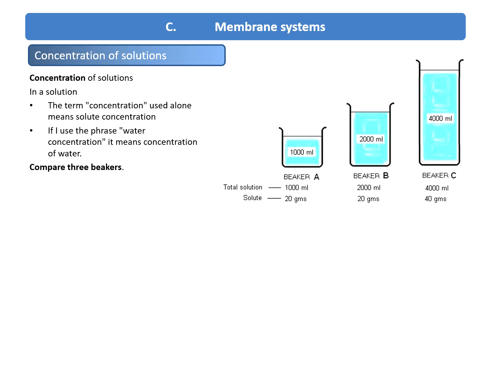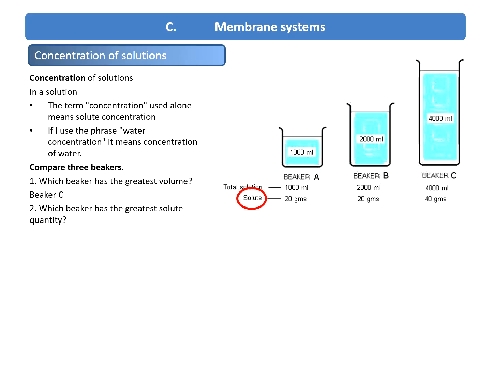Let's compare three beakers, beaker A, B, and C. Which beaker has the greatest volume? Beaker C, 4,000 milliliters. Which beaker has the greatest solute quantity? Again, beaker C, 40 grams. Which beaker has the greatest solute concentration? This would be beaker A.